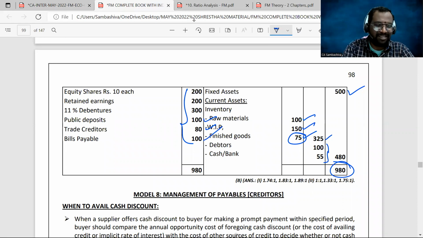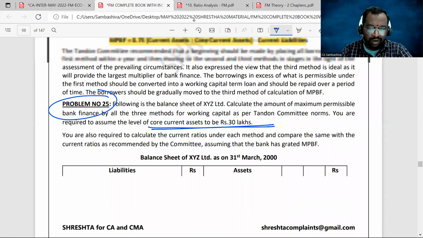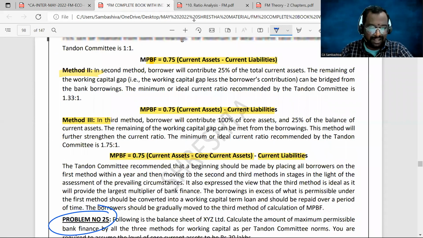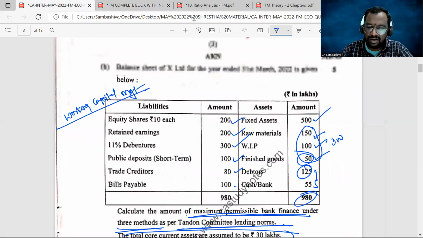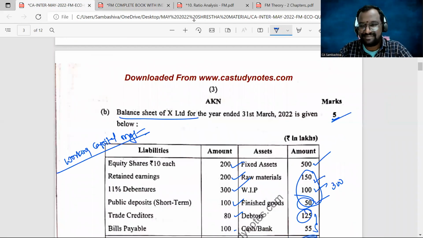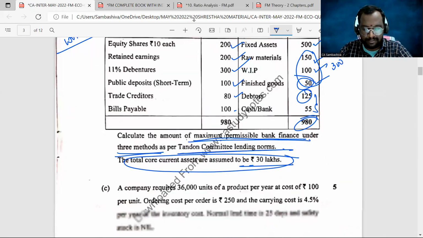Same problem set. So those who have done this problem number 25, we have done only one problem under MPBF, and that one problem was straight away asked in the main exam. Are you following, sir? Every one of you. So 5 marks, very, very easy. A straightforward question from our Shreshta material.